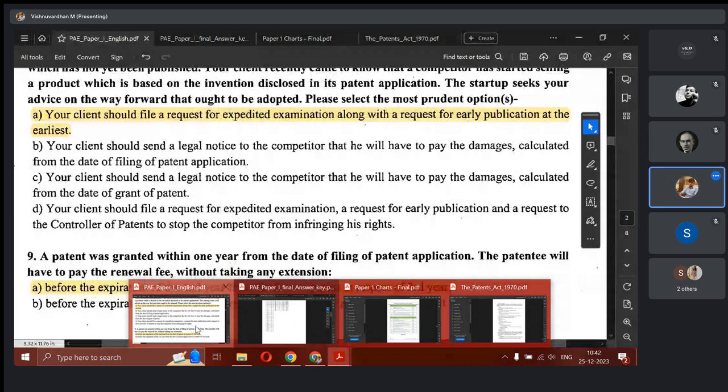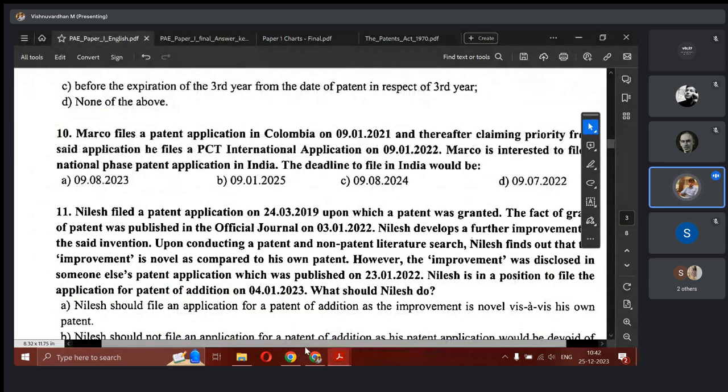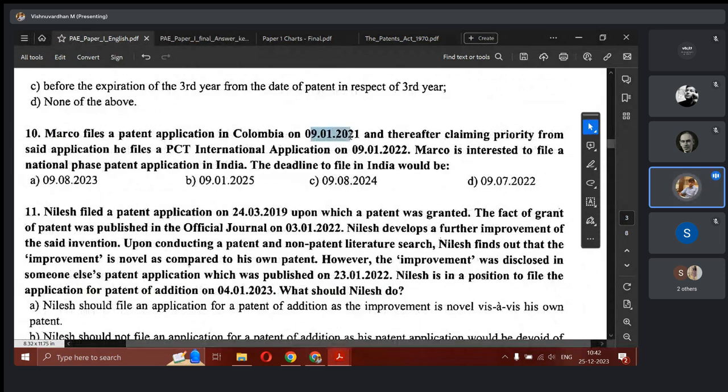So coming back, 10th one, Marco files a patent application in Colombia on 9/1/2021. Okay, remember the dates now. 9th Jan 2021, and thereafter claiming priority from said application, he files a PCT international application. I already told you, right? They file a national application, then you file the PCT application and claim the same older priority date. So he files a PCT international application on 9/1/2022. So 1 year after this, and he's claiming the older priority. Is it allowed? Marco is interested to file a national phase patent application in India.